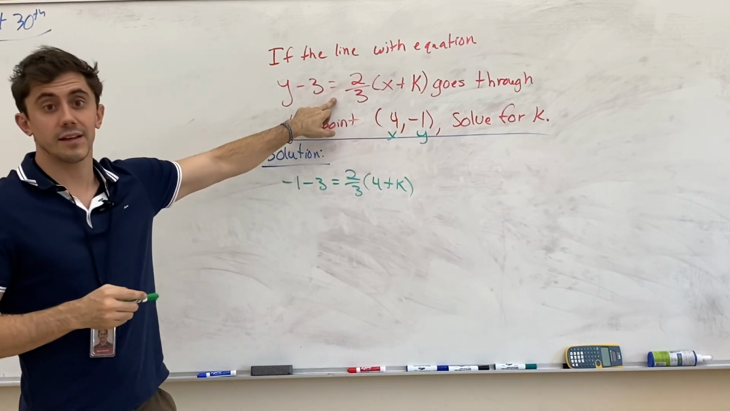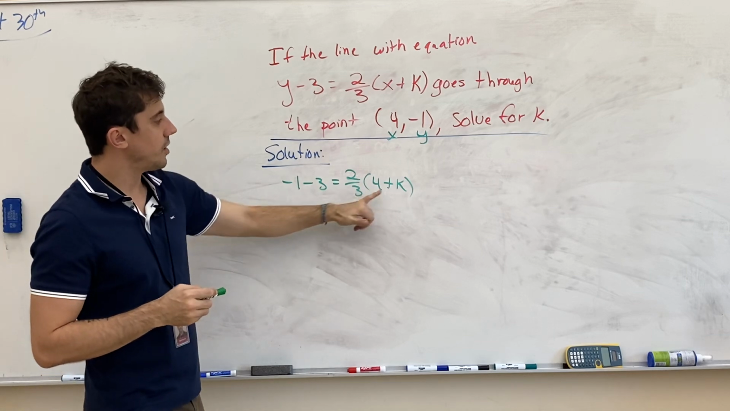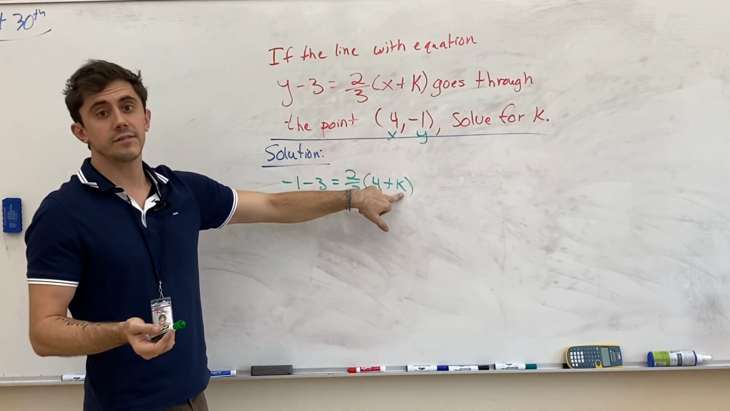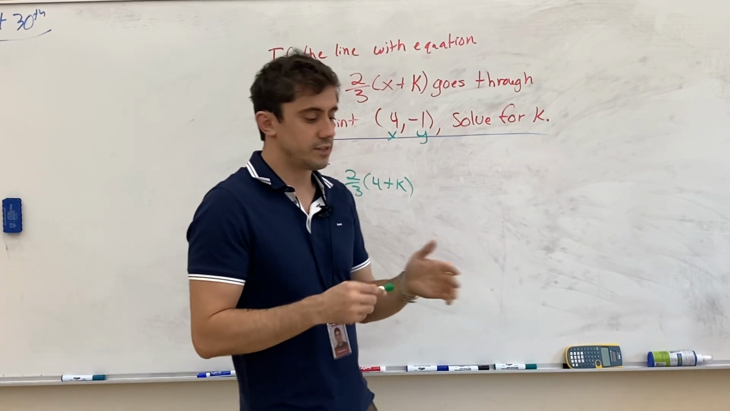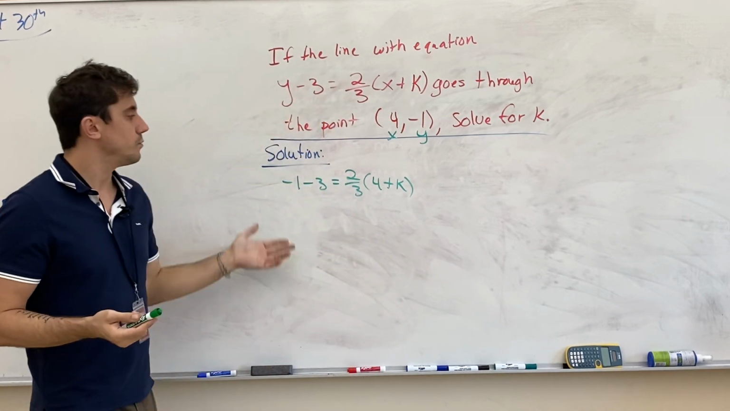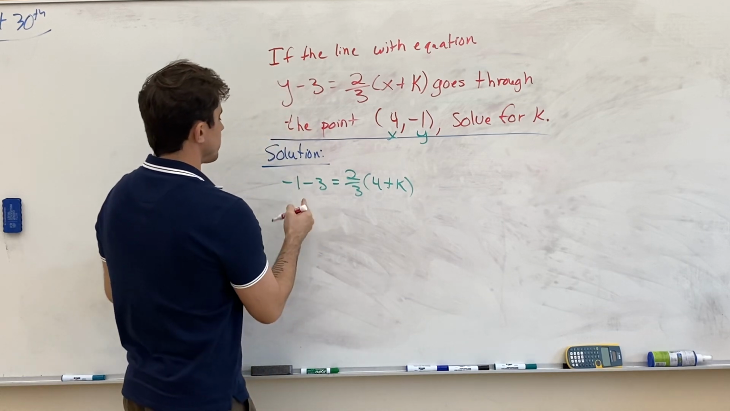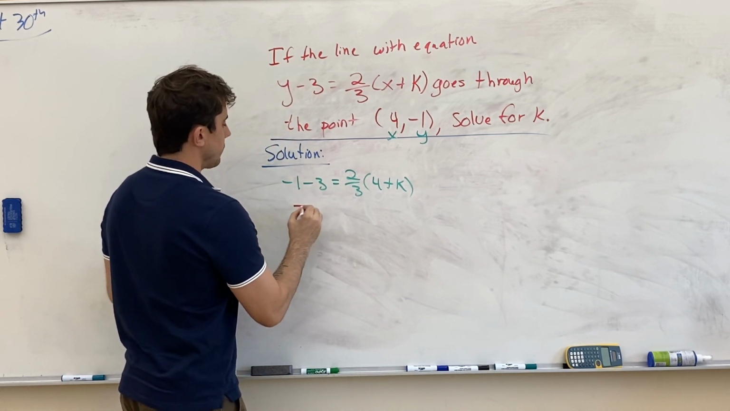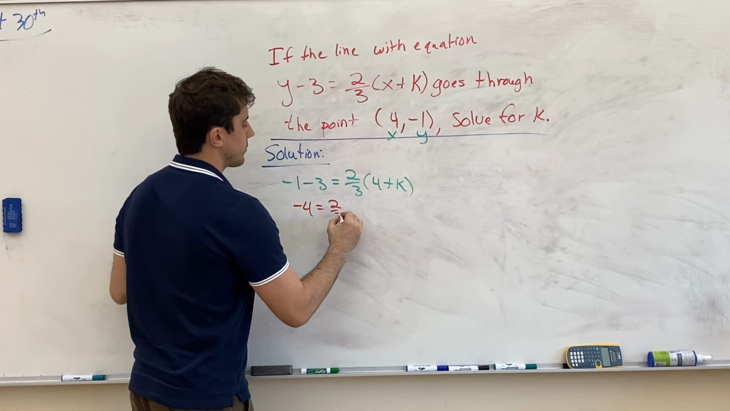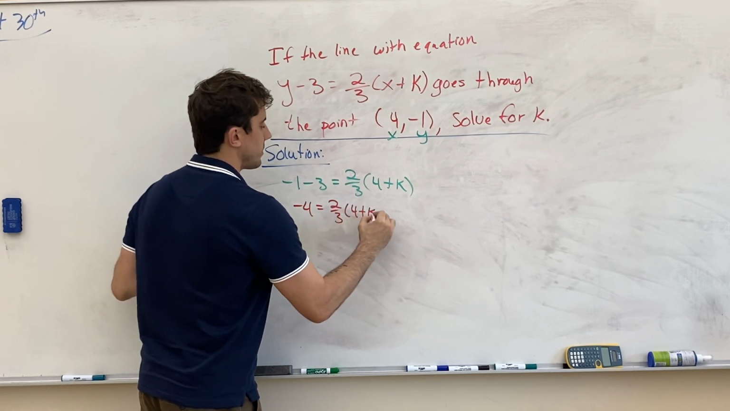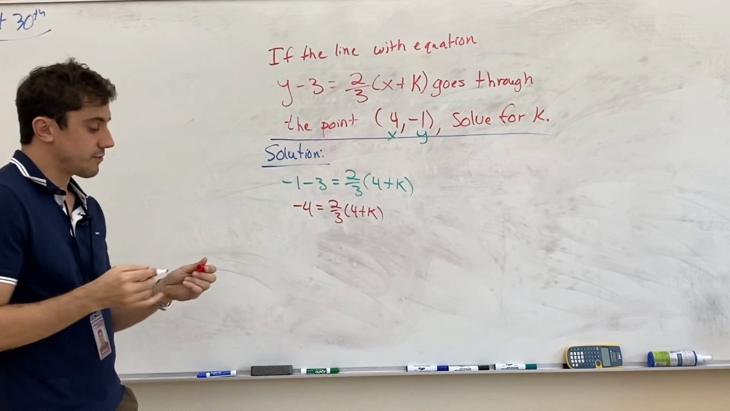That's what our equation becomes, because we plugged in actual values of x and y, given that this point is actually on this line. Now, the only unknown in this equation is k, and so using the techniques of algebra that we already know, we can solve for k. Let's go and do that. So, first thing, -1 minus 3 is -4, so we have -4 is equal to 2 over 3 times 4 plus k. And now there are a few different ways to do this.